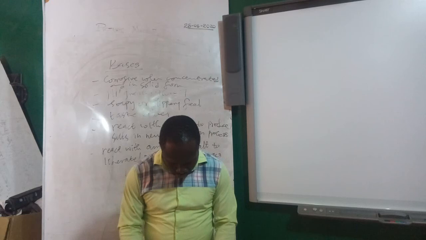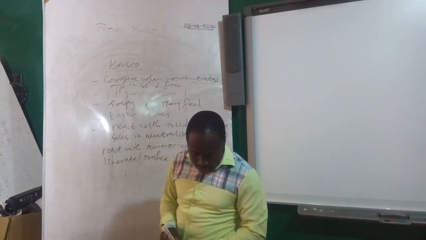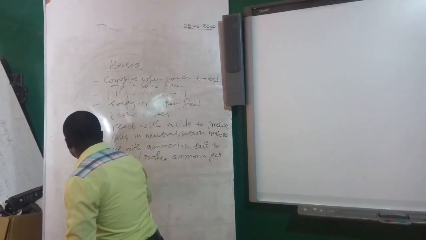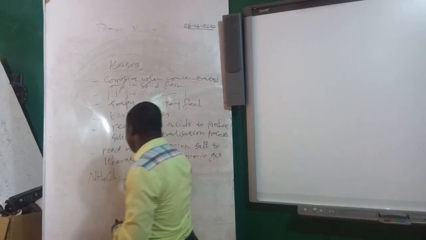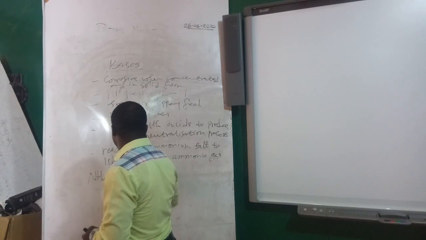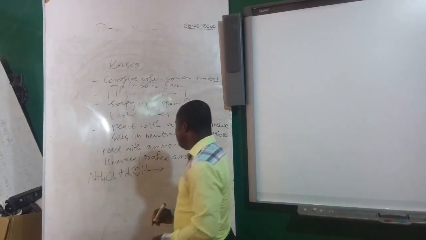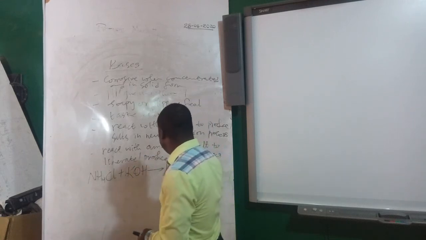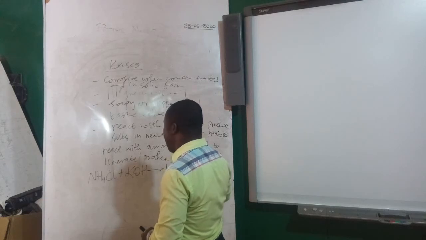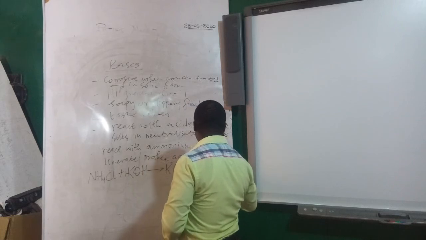All right. So let's back our claim here with a chemical equation. So for instance, you have ammonium chloride, NH4Cl, plus a base like KOH, potassium hydroxide. You can see that you have a salt being produced here. Potassium chloride plus water plus ammonia gas.